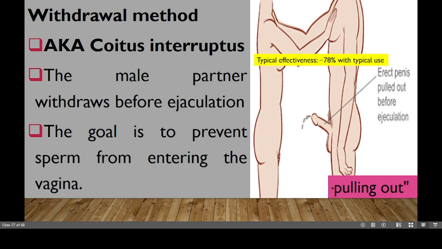It's also referred to as coitus interruptus. The male partner will withdraw before ejaculation, and the goal is to prevent the sperm from entering the vagina. It's also referred to as the pulling out method. If you look at typical effectiveness, it's about 78%, right? If compared to the other awareness methods, this one is a bit more effective than the others.